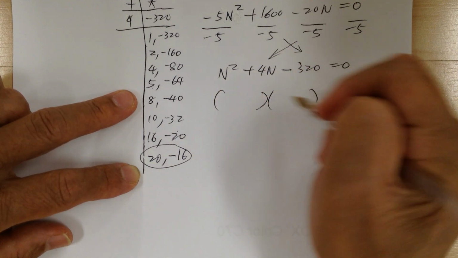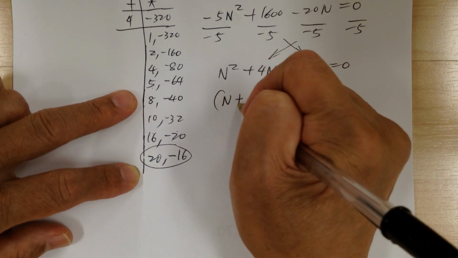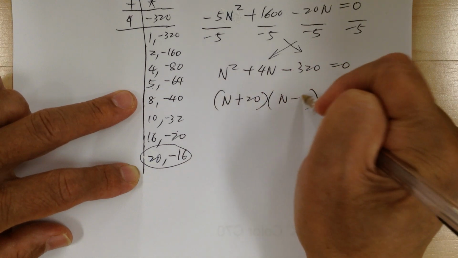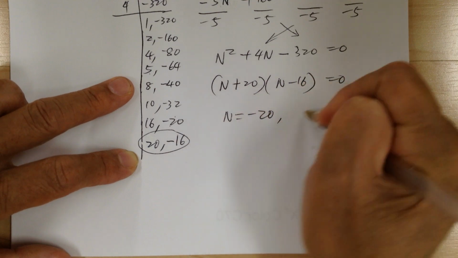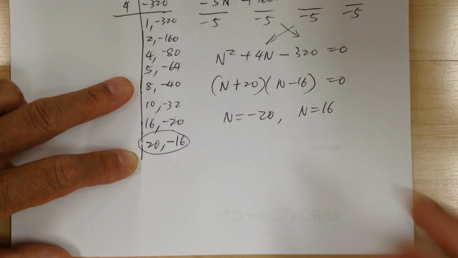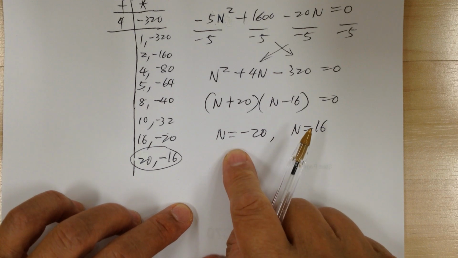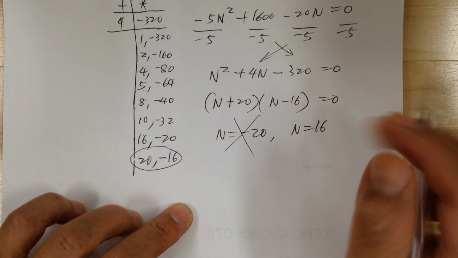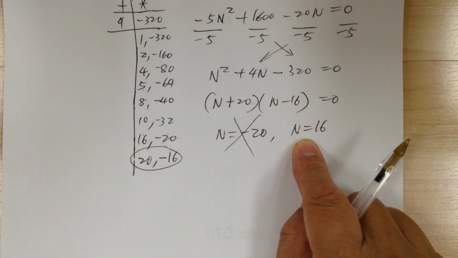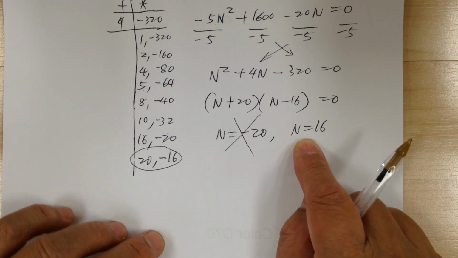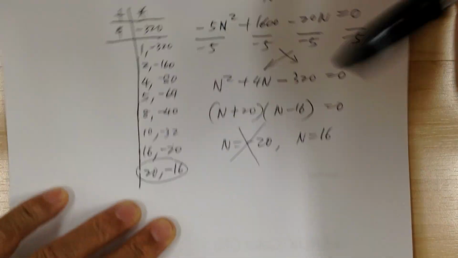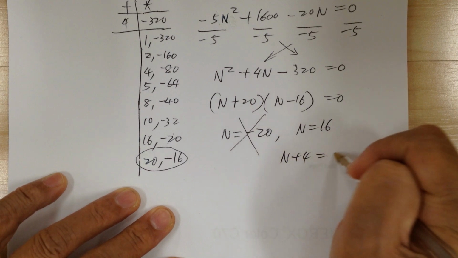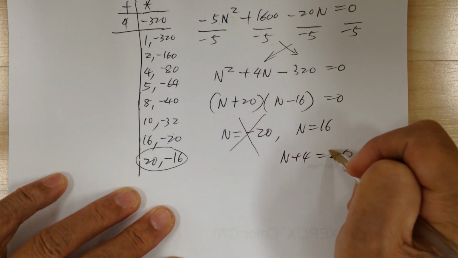So when you factor it, you get N plus 20, N minus 16 equal to 0. So you get N equal to negative 20, N equal to 16. Now N is the number of people, so you cannot have negative 20 people, right? So this is out. But you have to read carefully. It did not ask for the original number of people. It asked what was the new size of the club membership, the new one. So for the new one you have to add 4, right? So N plus 4 will equal 20. And that is your answer.